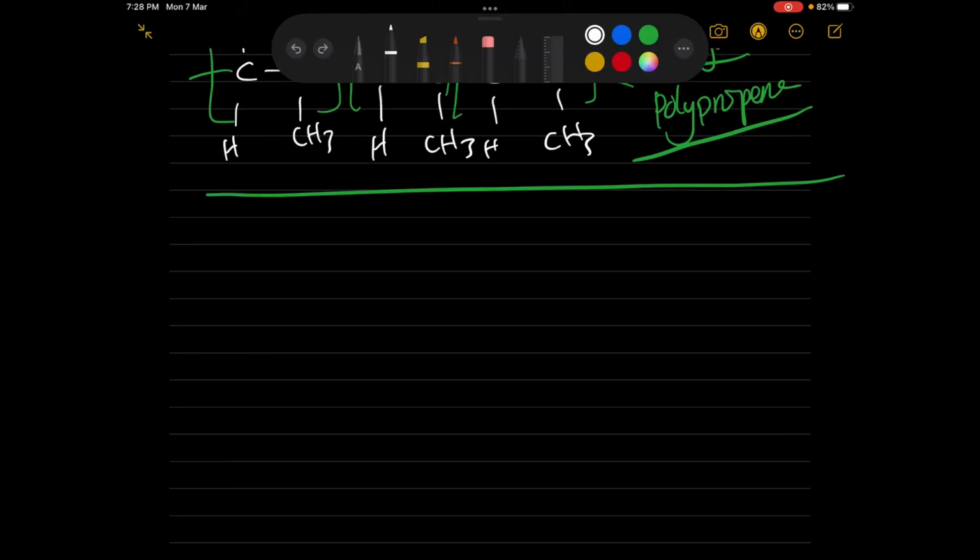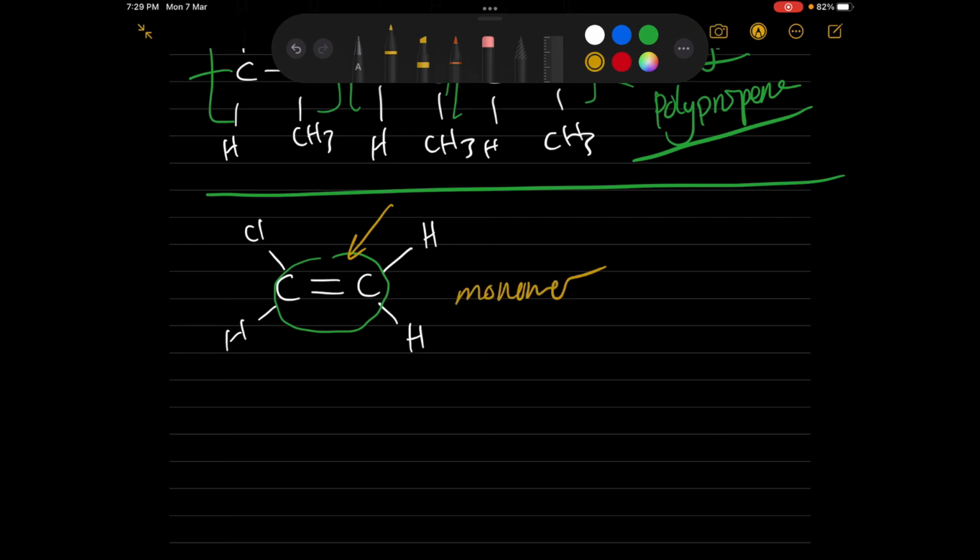So C, double bond C, and here you have a chlorine atom, hydrogen. Here you have hydrogen, and here you have hydrogen. First of all, you look at this compound. This is what I am interested in, and it has a double bond. The compound with the double bond here is called the monomer. How can I change the monomer to the repeating unit? By getting rid of the double bond. You draw it like this, hydrogen, here you have Cl, and here we have hydrogen.